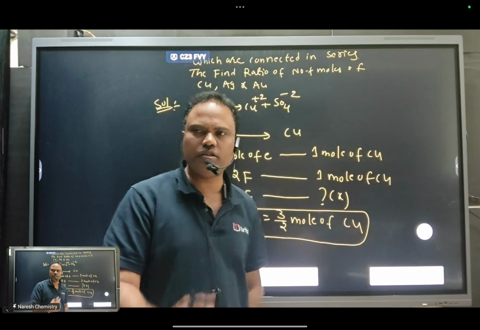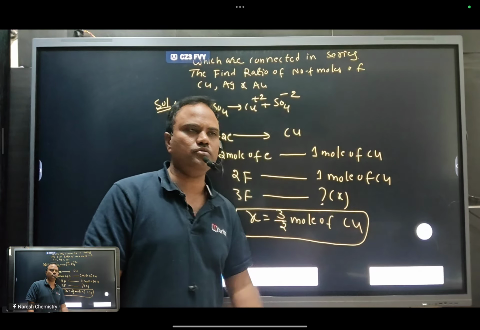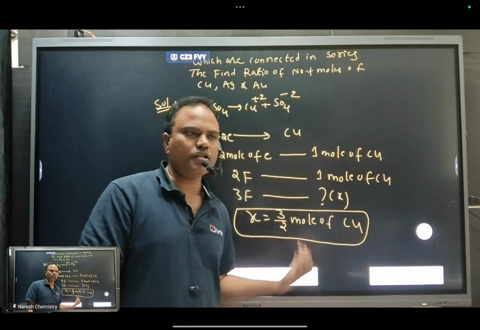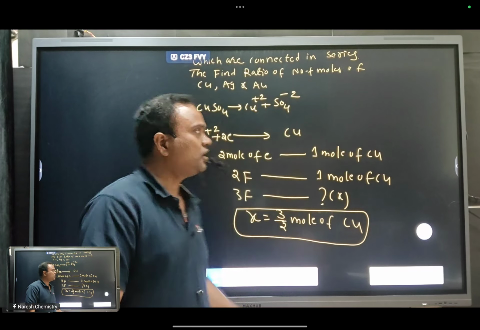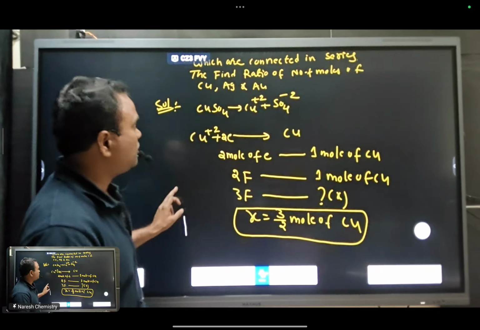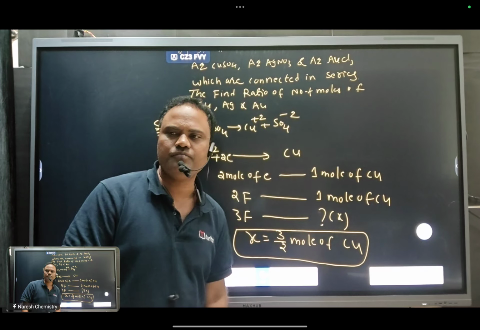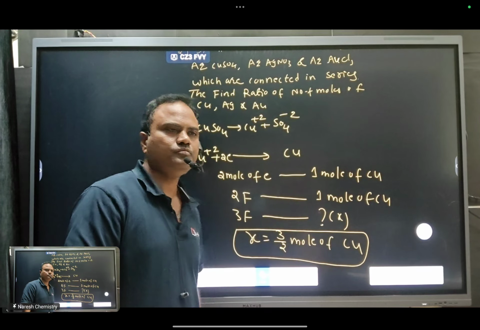Because we have to write the ratio. After getting all the moles, we will put them in the simplest ratio. We will remove the fraction by multiplying with a suitable number. Can you do similarly for the remaining? I did it for copper sulfate now. Can you do it for AgNO3?